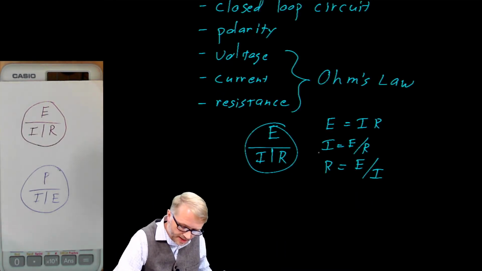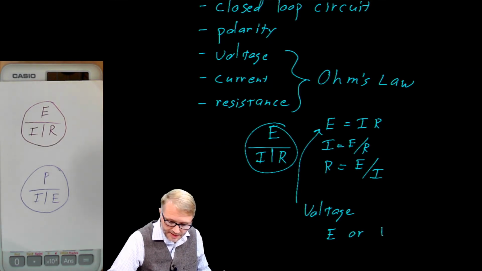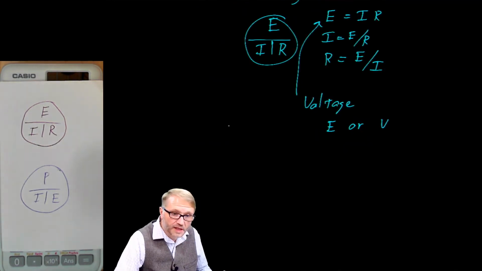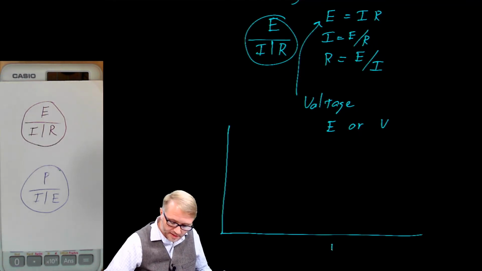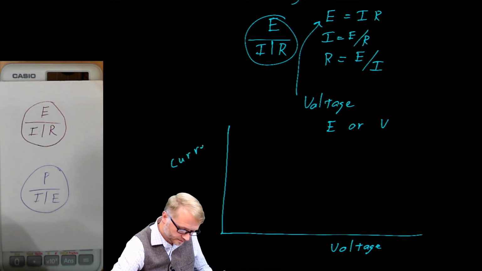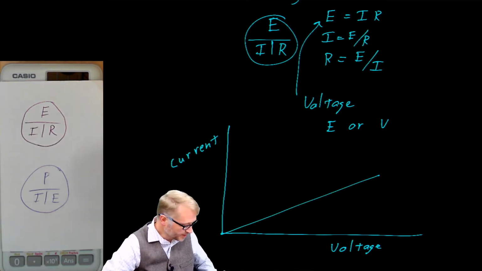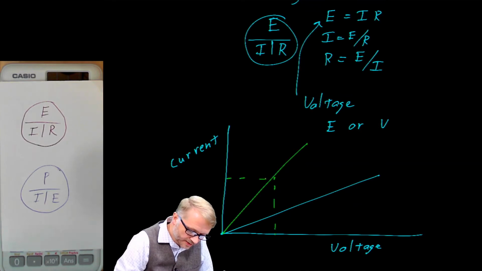I believe I mentioned that voltage, sometimes you'll see that as E for electromotive force, and other times you'll see that as voltage. There's a linear relationship between these three as described by Ohm's law. On this axis we have voltage. On this, we have current. For any given resistor, there will be a line where we could figure out a voltage relationship to a current relationship.